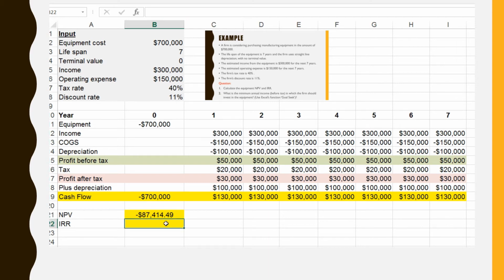Next, I'm going to calculate internal rate of return. I shall type equal IRR, open bracket, highlight the value from year 0 to year 7. Close bracket, enter, and the answer is 7.025%. As you can see here, the IRR is lower than the cost of capital, or the discount rate of 11%. Therefore, we should not consider the project too.